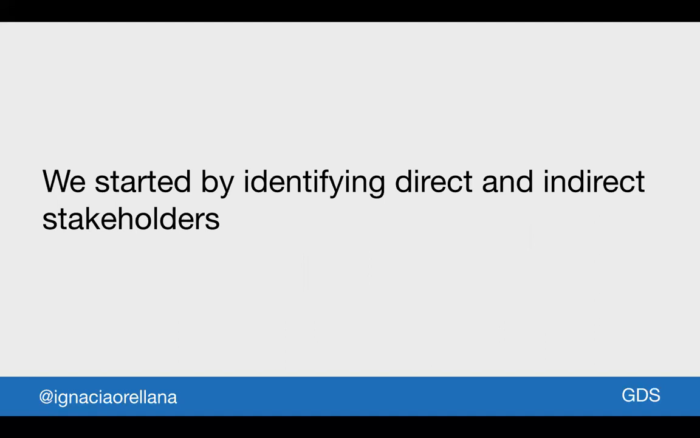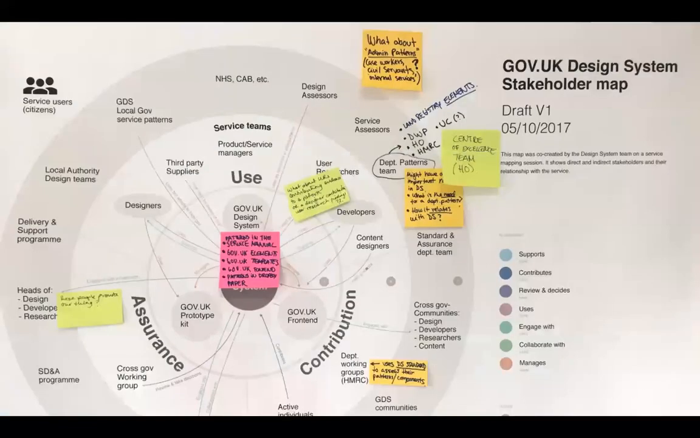So as I said before, we started by identifying direct and indirect stakeholders. We had to understand who is out there, who is already doing this work in departments, who do we need to start working with. We can't expect to just build a thing and have people finding it and wanting to use it if we don't involve them in that process.